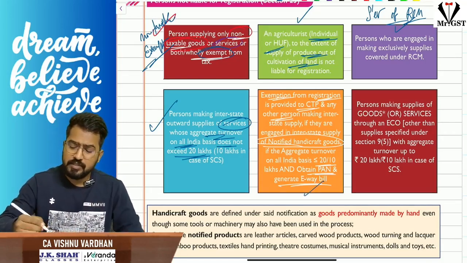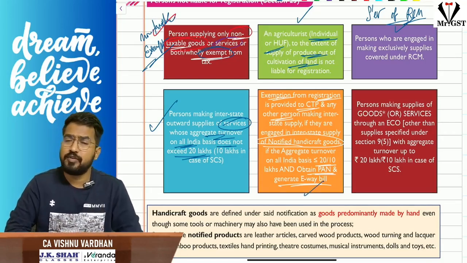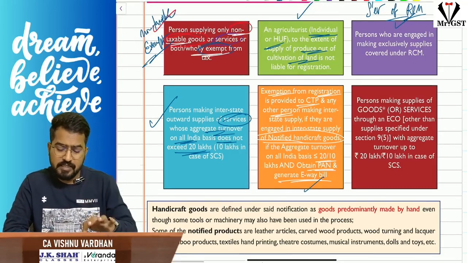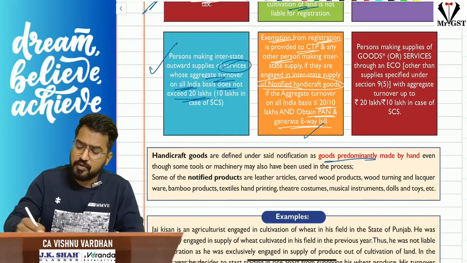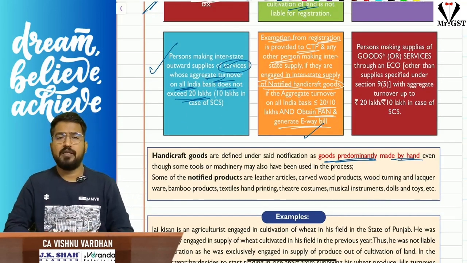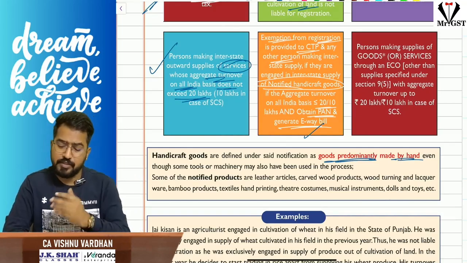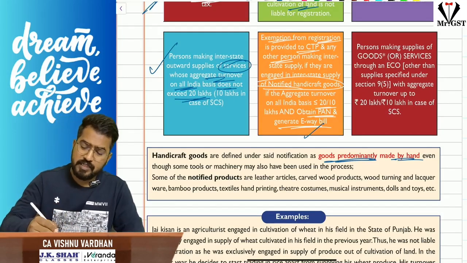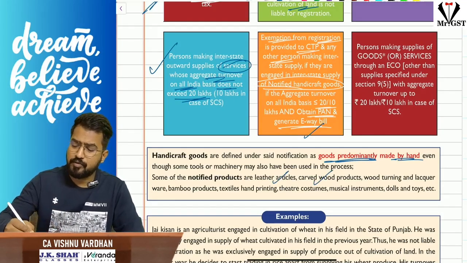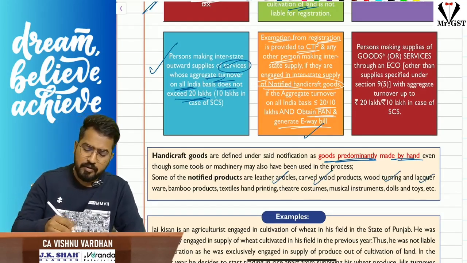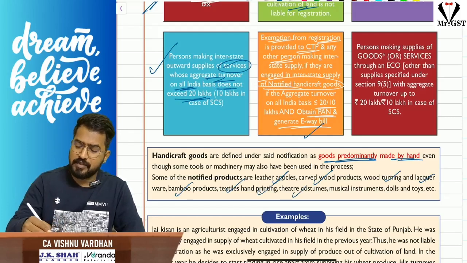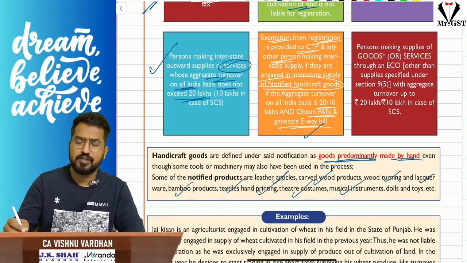And this is for CTPs and normal people dealing with notified handicraft goods. Please understand here, handicraft goods means goods which are predominantly made by hand. That means at least 50% by hand and 49% can be made by machinery. So that way, notified handicraft goods. Examples we have given here: leather articles, carved wood products, wood turnings, bamboo products, textiles, hand printing, theater costumes, musical instruments, dolls and toys, all that stuff.